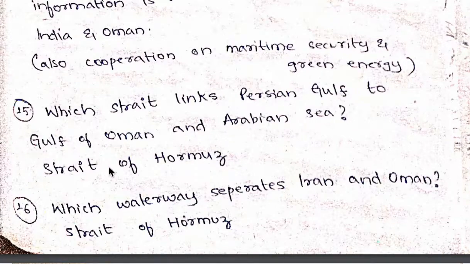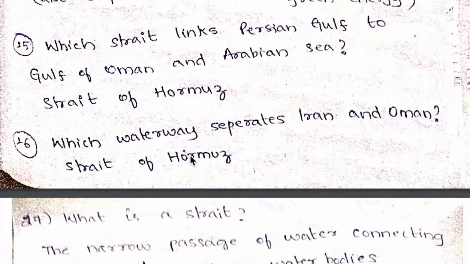So 25th question, which strait links Persian Gulf to Gulf of Oman and Arabian Sea? It is Strait of Hormuz. 26th question, which waterway separates Iran and Oman? It is Strait of Hormuz. That means Strait of Hormuz separates Iran and Oman and it also acts as a link between the Persian Gulf to Gulf of Oman and Arabian Sea.